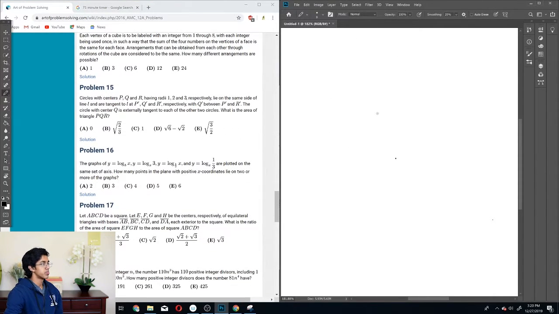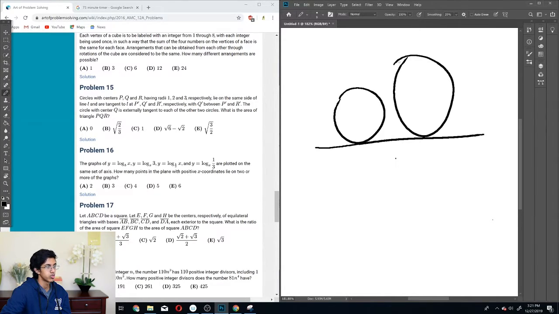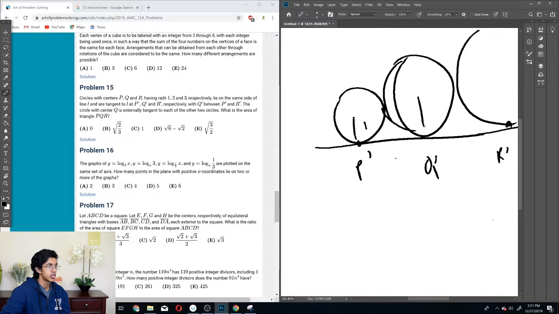Alright, circles with P, Q, and R on the same side as L and are tangent to L, P prime, Q prime, R prime. Okay, so basically have this, and then you have P, Q, whoops, they're tangent, and then R. Boom. And then this is R prime, and this is Q prime, and then this is P prime. And this is 1, this is 2, and this is 3. And I think for the area of triangle PQR. Okay, so this looks like it's on a line, but I guess it's not. Okay. Wait up. Hold up.